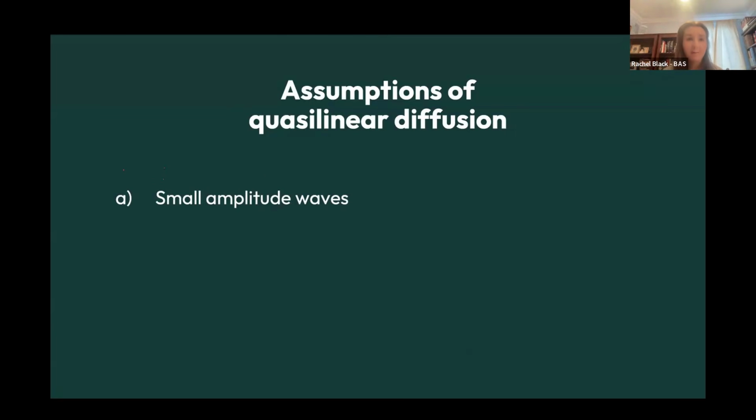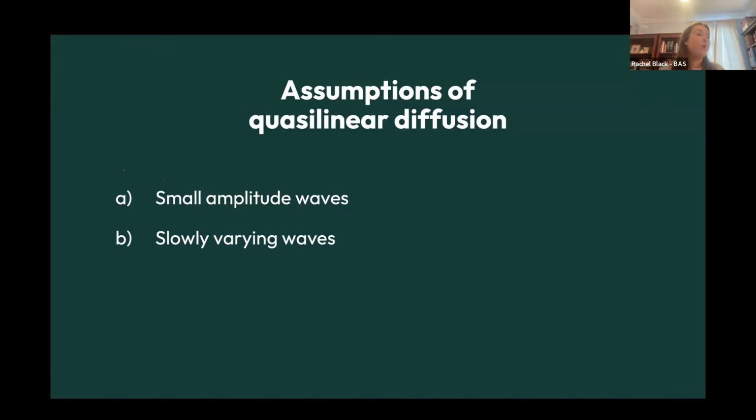Firstly, they must be small amplitude in comparison to the background magnetic field, such that they are just small perturbations for this linear equation. They also must be slowly varying with time, such that we essentially have a stationary wave spectrum whilst the particle distribution is evolving. So there is very, very weak feedback of the particles on the waves in this picture. It's just the particles evolving according to a stationary or quasi-stationary wave spectrum.